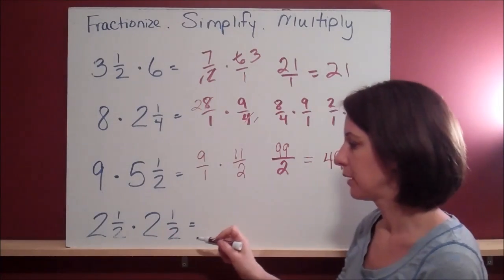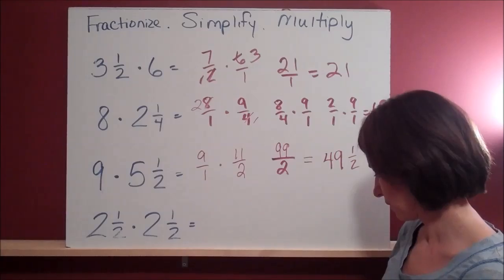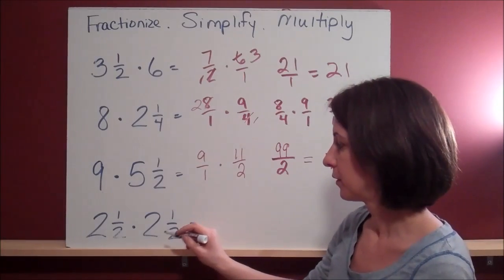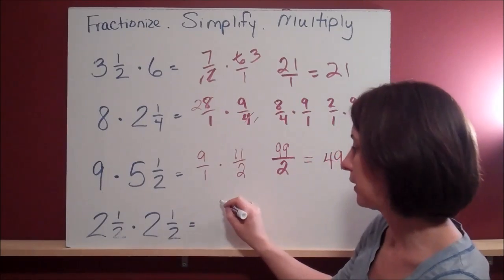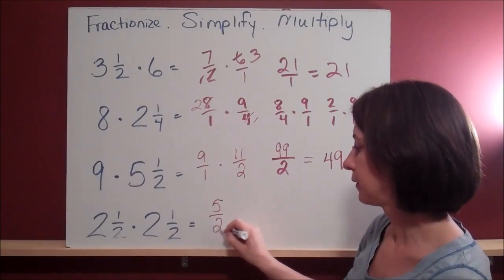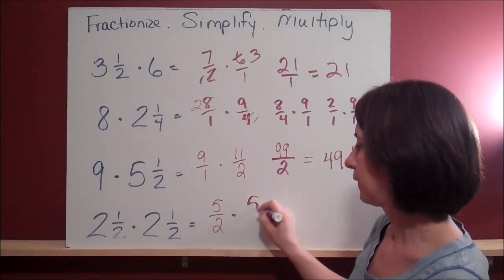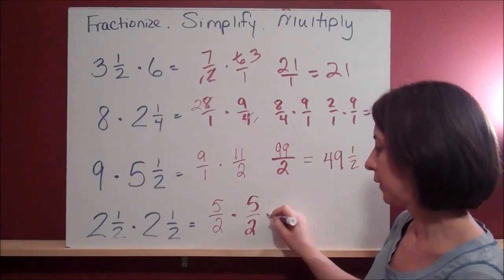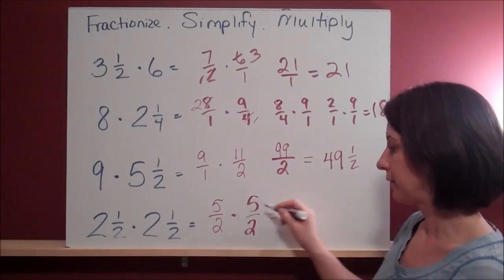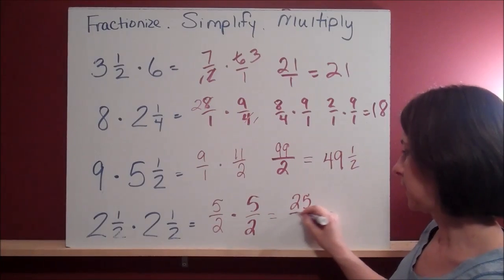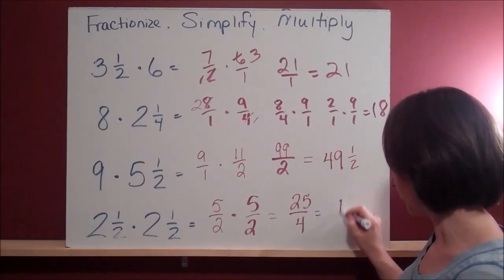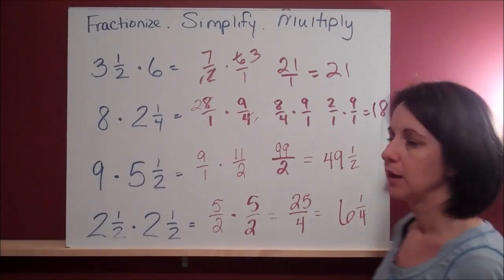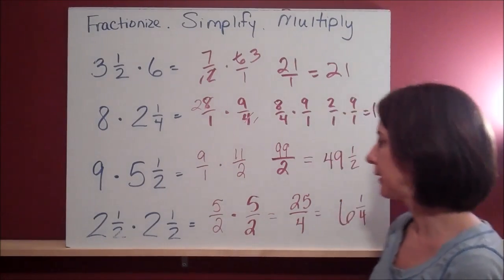2 1/2 times 2 1/2. Fractionize, which means this is 2 times 2 plus 1 is 5/2 times 5/2, which is 5 times 5 is 25, and 2 times 2 is 4. And when I put that back into a mixed number, I get 6 1/4, which is what we ended up with on the other slide.